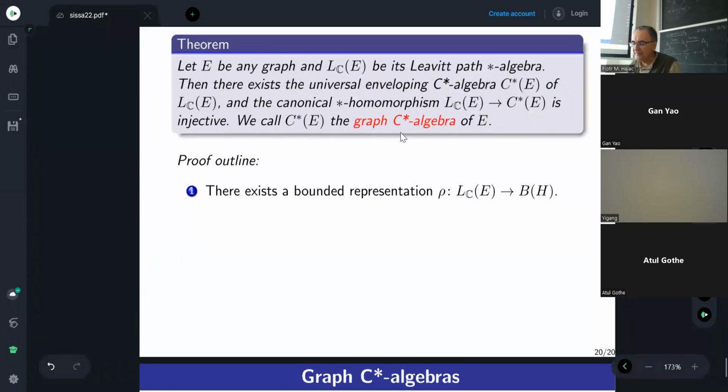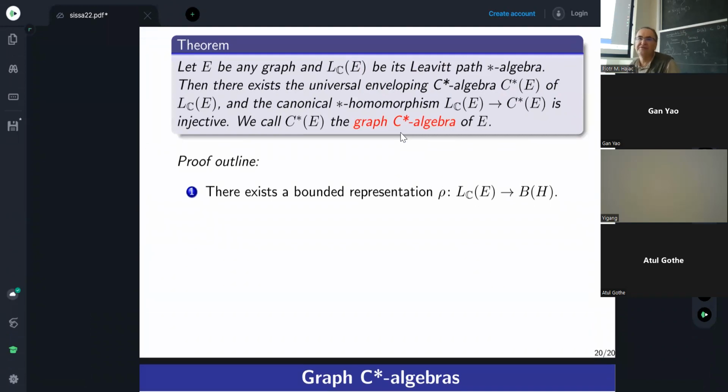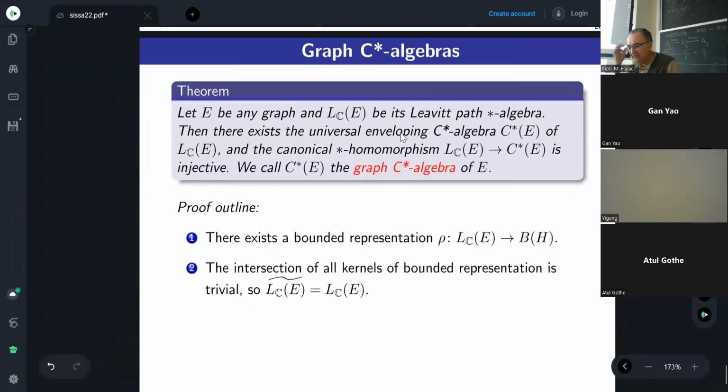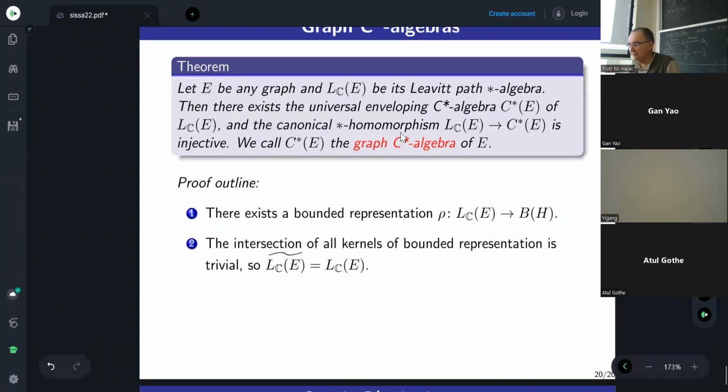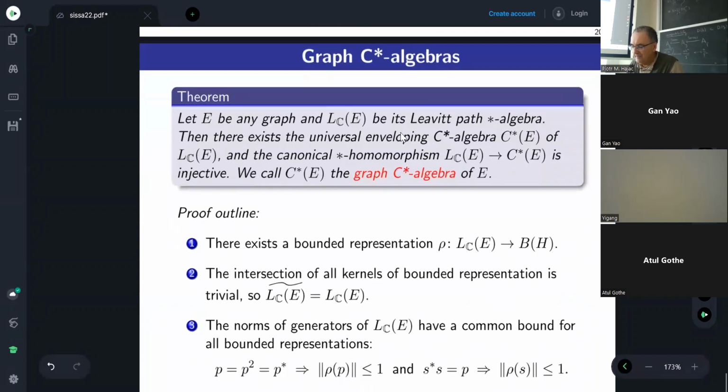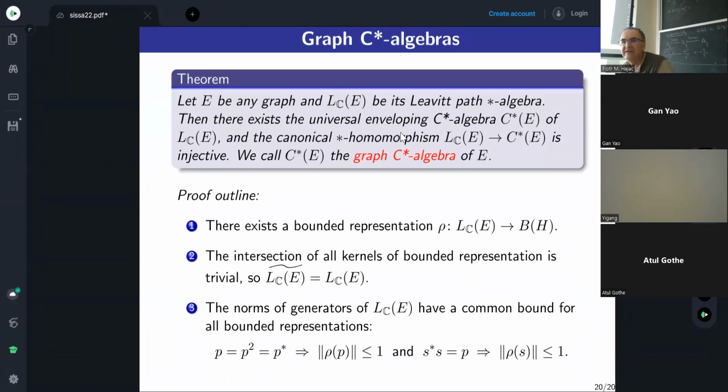So first you have to construct a bounded representation on a Hilbert space. It's not easy, but you can do it. Then you prove that the intersection of all kernels of bounded representations is 0. That's a lot of work, but it's true. So here this tilde construction means nothing; these kernels really intersect to 0. So then this canonical map gives you an injection. The only thing which is easy here is that there is a common bound for all bounded representations, because here generators are given by projections and partial isometries.